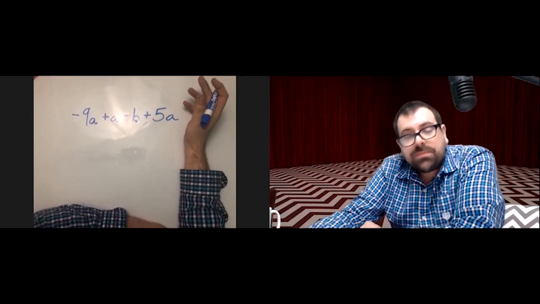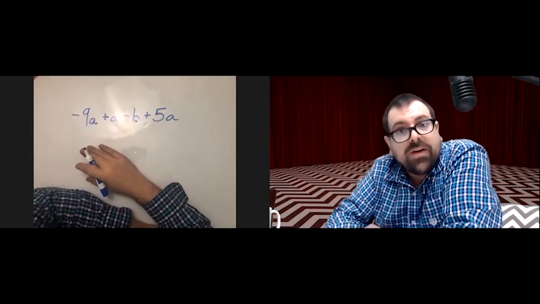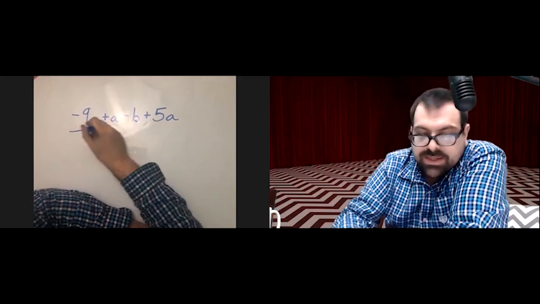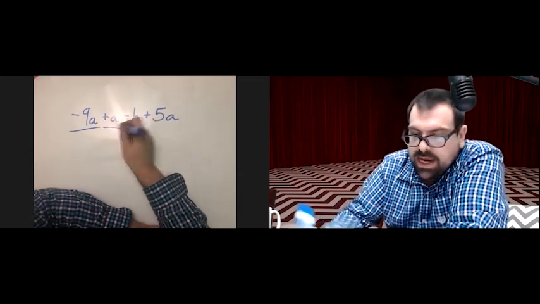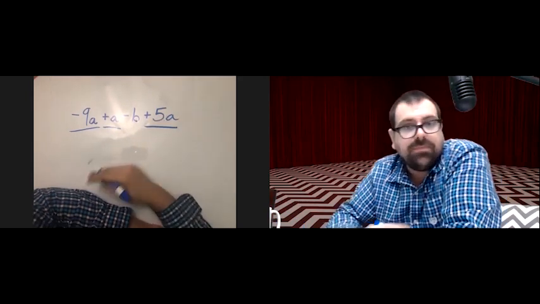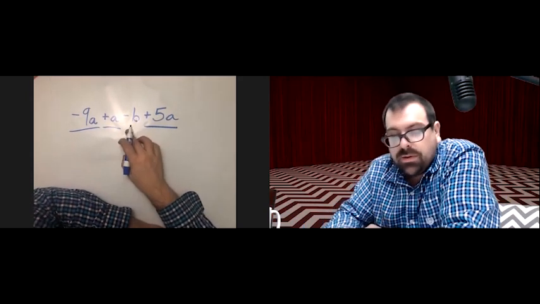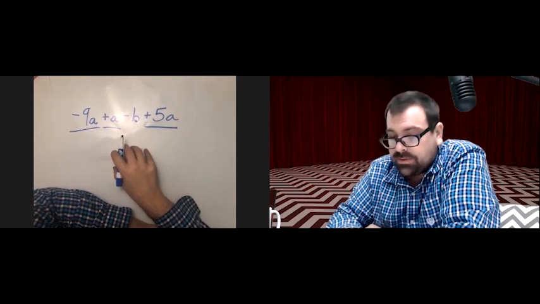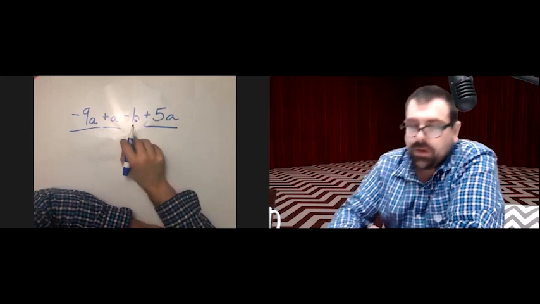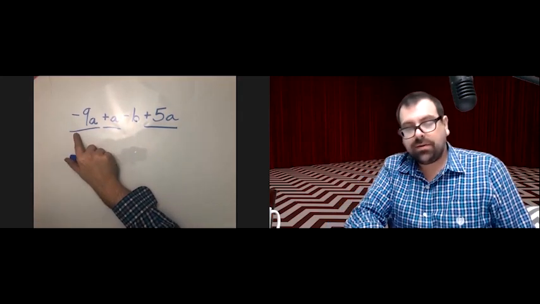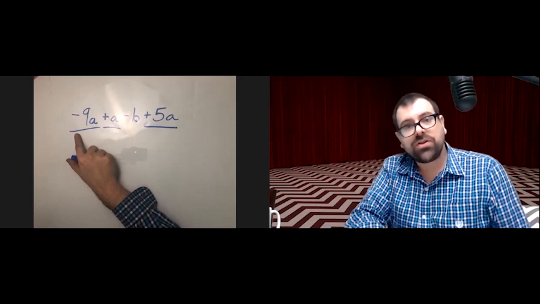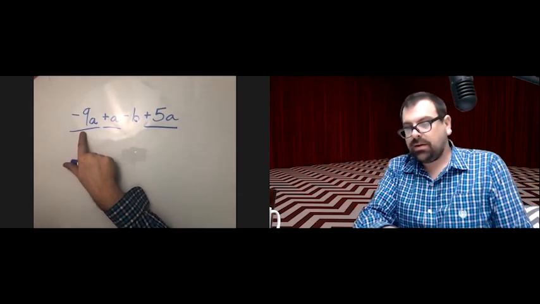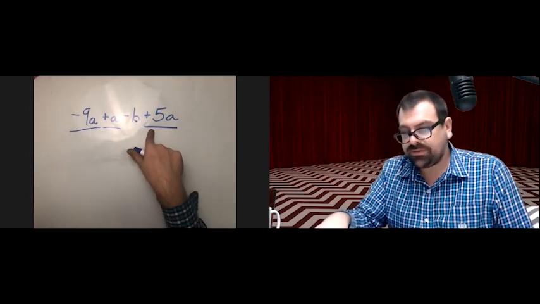Remember that like terms have the same variable raised to the same power. So we can take this a term and this a term, and we can combine those. But this b term cannot be combined with them. Remember that the sign in front of the coefficient goes with the term. So that's why this is a negative 9 and why this is a plus 5.